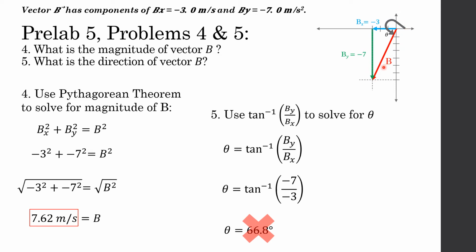That's in the third quadrant. Or you could be looking at your components and see that both of them are negative, and you know that could only occur in the third quadrant, which makes you think, my angle needs to be between 180 and 270, and 66.8 does not satisfy that. So what do we need to do? We need to add 180 degrees. Okay, so we add 180 degrees, and that gives us 246.8 degrees. That is, in fact, in the third quadrant between 180 and 270, and so that is the correct answer.